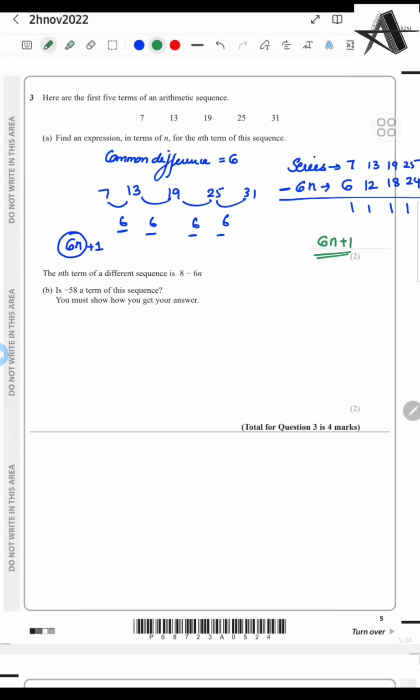There is another way as well, which is directly the nth term formula of any arithmetic series. There is a formula which is a plus (n minus 1) d. This is the formula to calculate the nth term of any arithmetic sequence. It doesn't matter which type of arithmetic sequence it is. That's the common formula. A represents the first term and d represents the common difference.